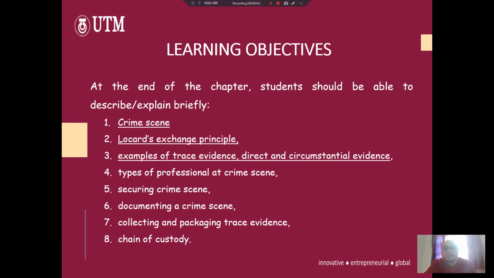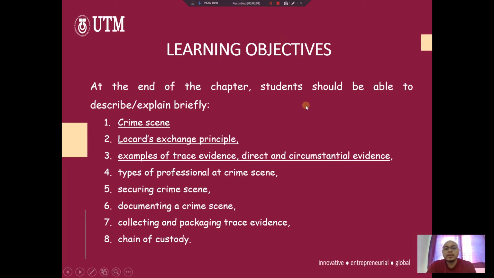So we have another five objectives, including the types of professionals at the crime scene, how to secure the crime scene, how to have very good documentation for crime investigation, and then we will learn about the collecting and packaging of trace evidence, and at the end we will learn about the chain of custody. All right.